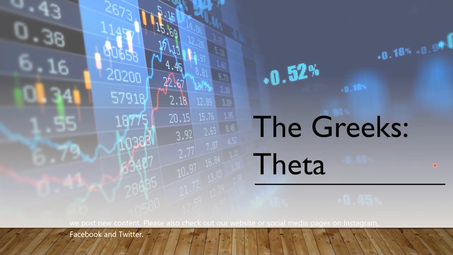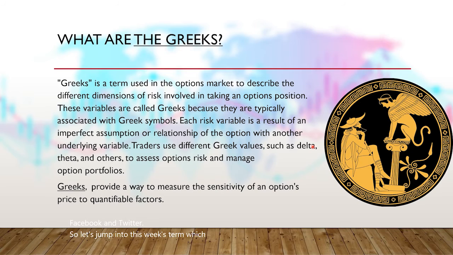So let's jump into this week's term, which is theta. Before we do that, let's do a quick refresher on what the collective Greek term means. Greeks is a term used in the option market to describe the different dimensions of risk involved in taking an option position. These variables are called Greeks because they are typically associated with Greek symbols. Each risk variable is a result of an imperfect assumption or relationship of the option with another underlying variable. Traders use different Greek values such as delta, theta, gamma, and others to assess option risk and manage option portfolios.